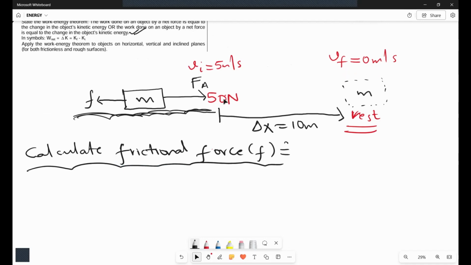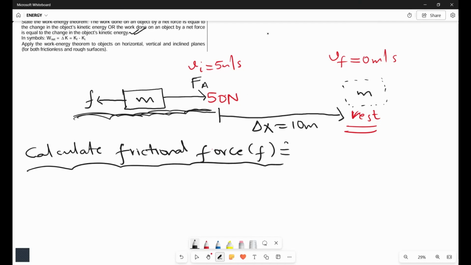Therefore, it means this object, as it goes through this rough surface, loses what? Energy. But what kind of energy does this object lose? It loses kinetic energy. Because why? Because its velocity goes from 5 down to 0. Energy is lost in there, due to what? Due to frictional force. Yes, because it is opposing the motion.